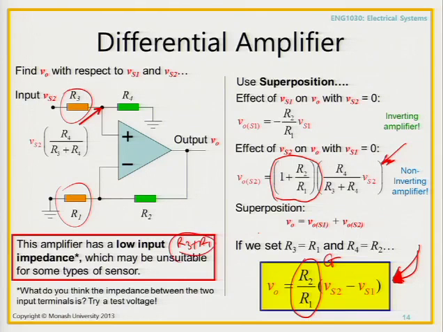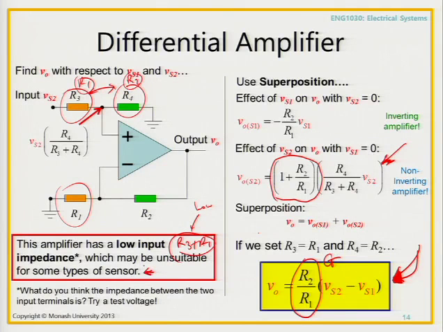Now R3 and R1 are typically going to be low values. Why are they low values? Well, because if I want some gain, then I need a big ratio between these two. So let's say this is R2 and R1. If I want a gain of 10, then this is going to be 10 times smaller than this. So because these are low values, these may be quite unsuitable to use for some types of sensors.